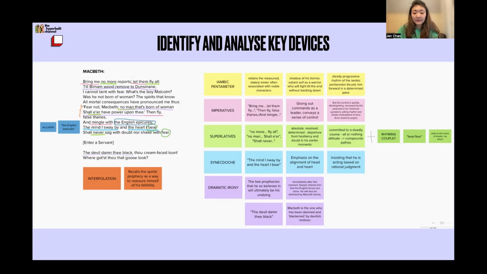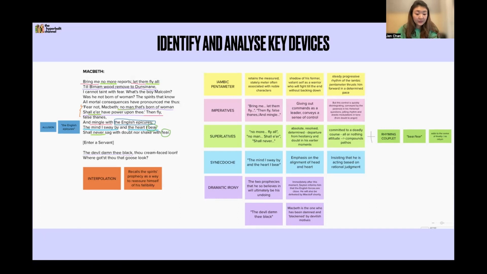And perhaps if we couple this with the rhyming couplet with bear and fear, this adds to the sense of finality and also the pathos that we feel, because we see that Macbeth is committed to this course of no return. And it makes us feel this strong sense of pity for him, this strong sense of wastedness on behalf of him.